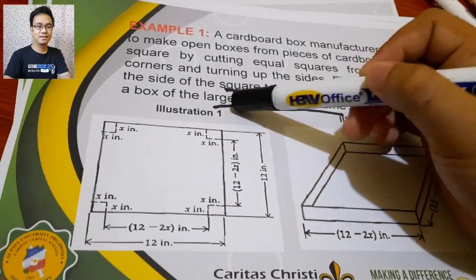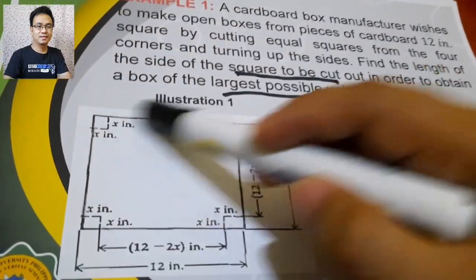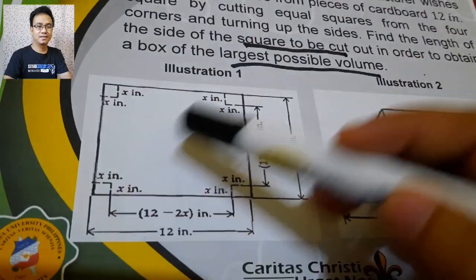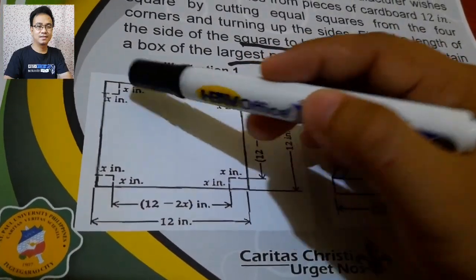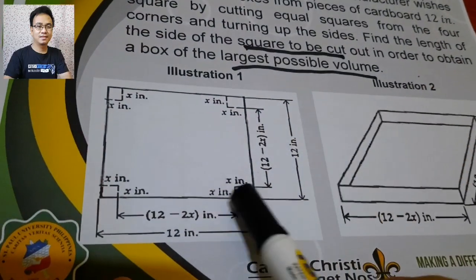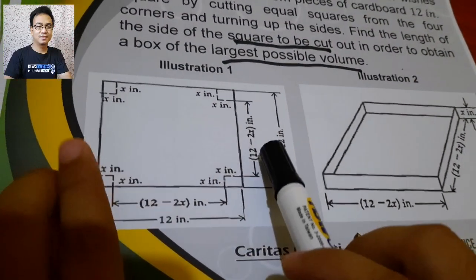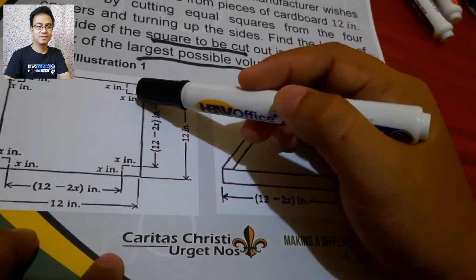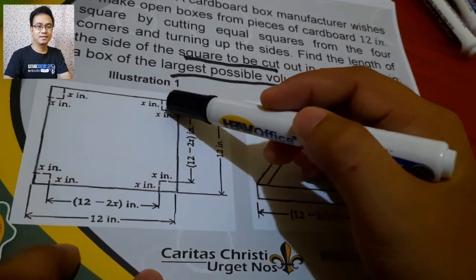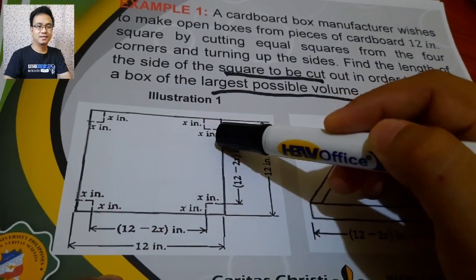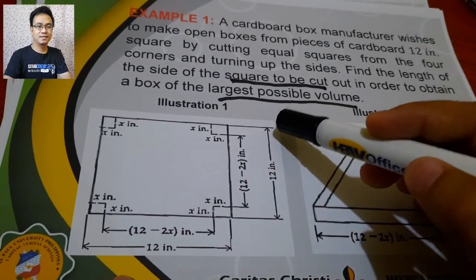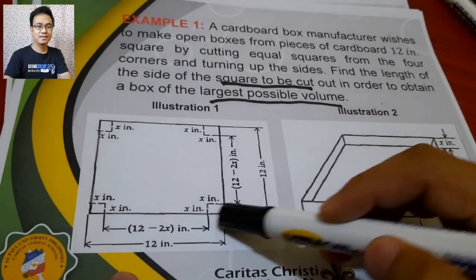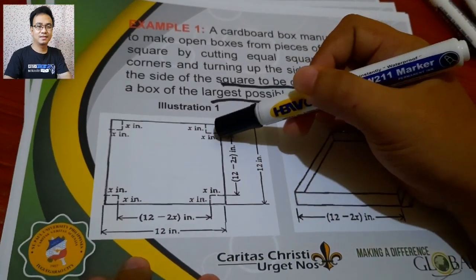So meron tayong illustration number 1, nandito yun, which illustrates the problem. Kung ito yung corner na kailangan natin ikakat, 4 yan, 4 corners, square yan, and that is to be cut and turned up. Mangyayari, pag ito kinat mo, tas tinurn mo, pupunta siya dito sa illustration number 2. Now, if we let this side to be x, okay, x, and alam natin na 12 inches yung haba ng cardboard. 12 inches. Tapos, tatanggalin mo yung corner na yan.